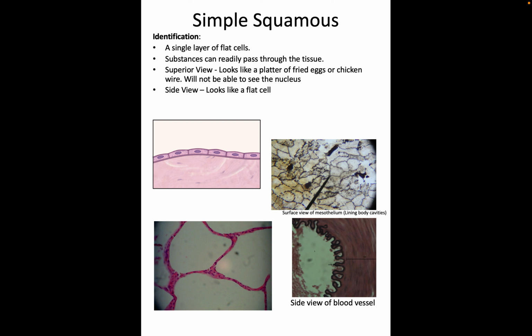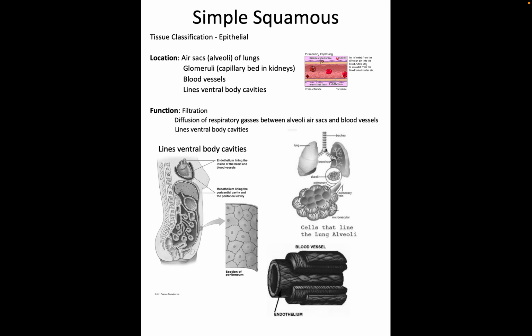So you find simple squamous epithelial tissues in areas where you expect things to be crossing from one side of the epithelial tissue to the other side. So if you look at the location here, you expect to find them in the alveoli of the lungs, the glomeruli of the kidneys, blood vessels, and different ventral cavities. So if you think of the alveoli in the lungs, right? The alveoli, this is where we have gas exchange happening, right?